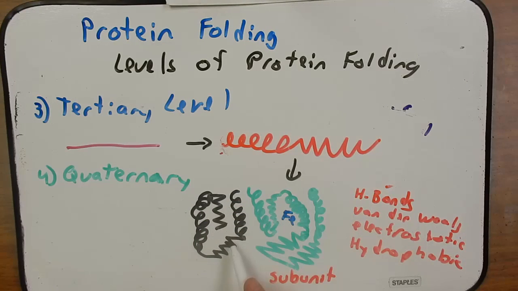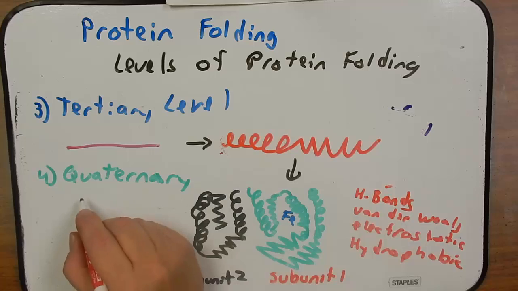They can be the exact same protein as over here. It could be a different protein. So here I'm going to put subunit 2, and over here is subunit 1, because they're different looking at least, right? When we have two interacting with each other, we say that is the quaternary structure.